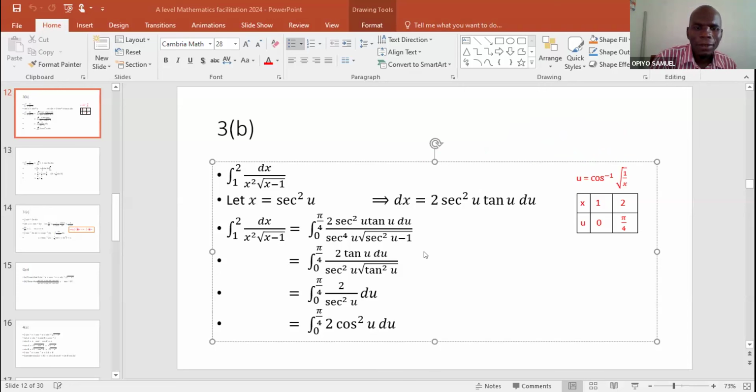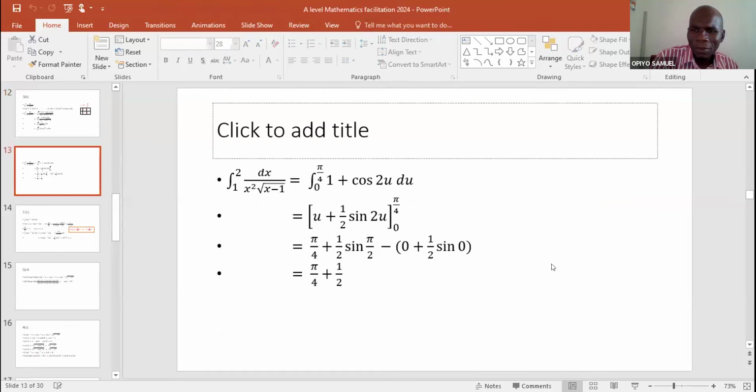This is Nabongo Derek from Kibale. I got pi over 4 plus a half using sec squared, using the sec substitution. Yes. The answer is pi over 4 plus a half using sec substitution. Thank you. What you have said is in agreement with this one, right? It is this one, pi over 4 plus a half, which is the solution.